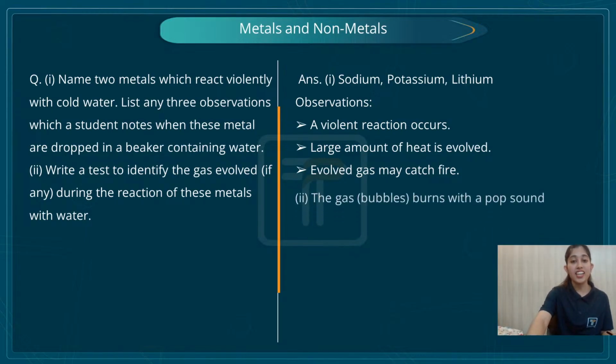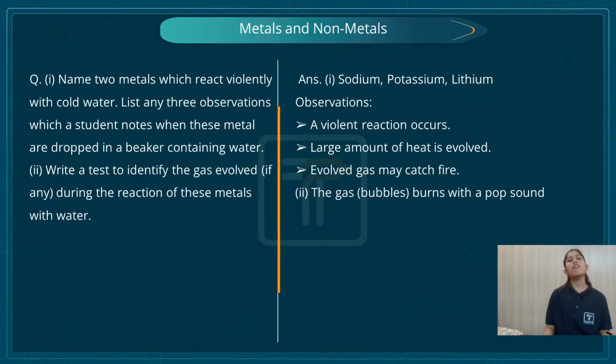Yes. Then write a test to identify. First tell me which gas is evolved? Which gas is evolved? Yes, students. Which gas is evolved when sodium reacts with water? Which gas is evolved when Na reacts with H2O? It forms NaOH and liberates hydrogen gas, right? So which is the gas that is going to evolve? Hydrogen gas. And what is the best test for hydrogen gas? Take a burning matchstick near it, a pop sound will come. Yes, it burns with a pop sound. That's it. This was all.